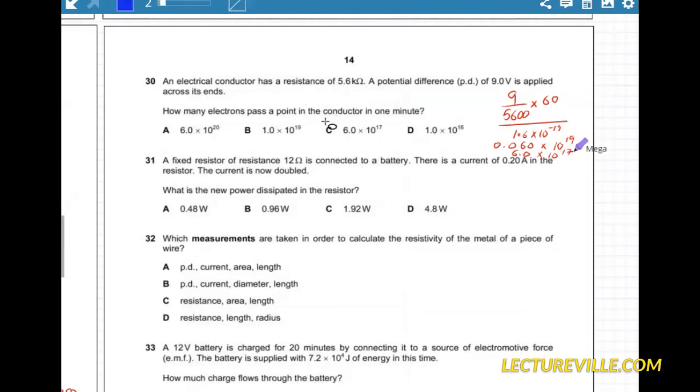Now, 31. A fixed resistor 12 ohm is connected to a battery. There is a current of this ampere in the resistor. The current is now doubled. What is the new power dissipated?